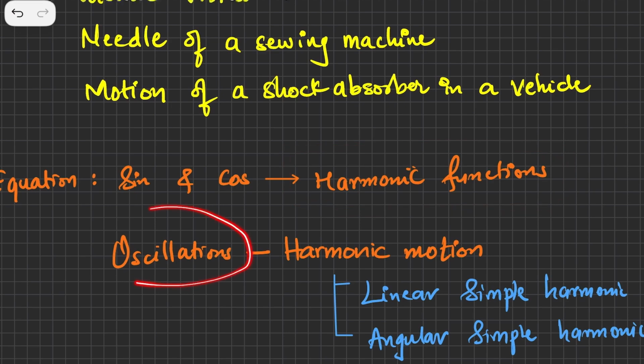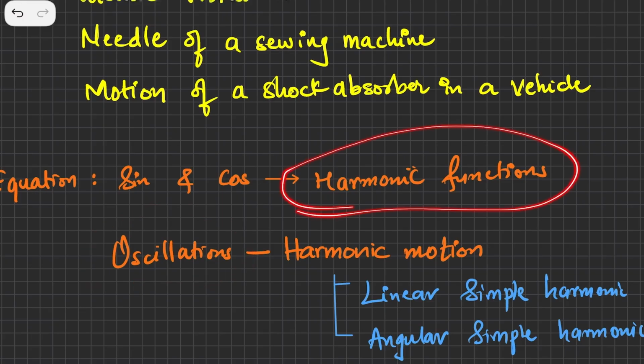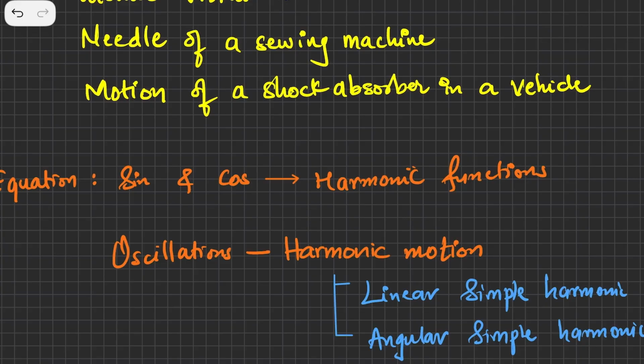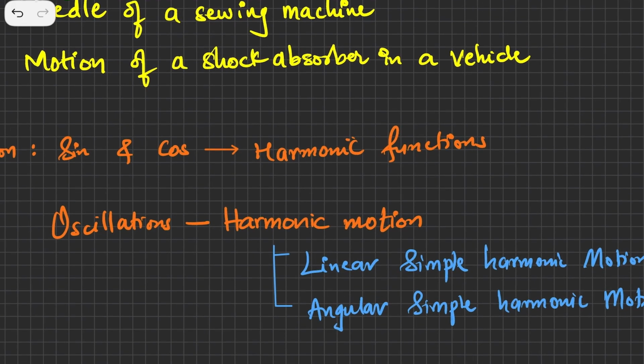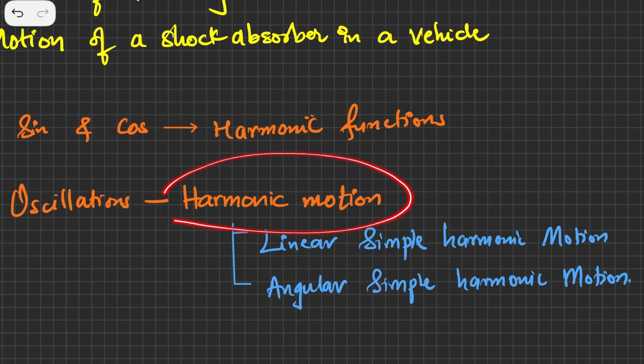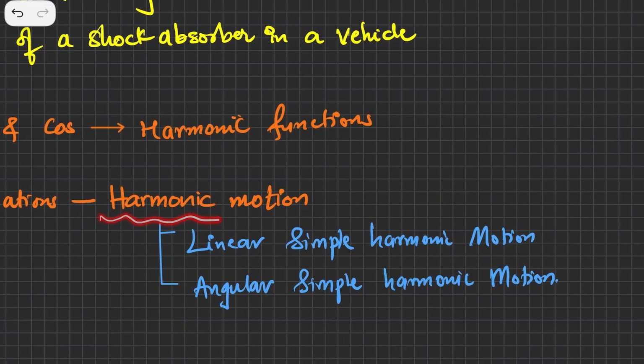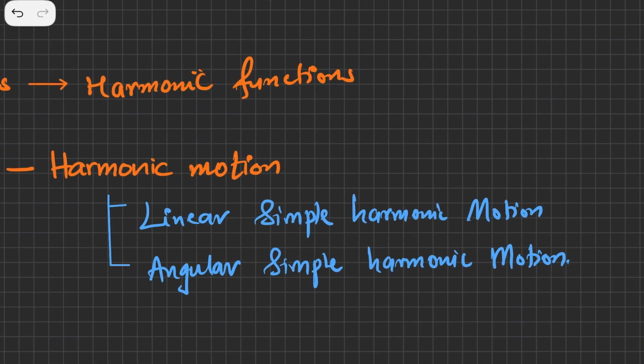Now, because oscillatory motion consists of harmonic functions, it is also sometimes called harmonic motion. So oscillatory motion will now be called harmonic motion, and this harmonic motion is a very big class of motion. You have further different types of harmonic motions, and of these we are going to discuss in our series two very special types, and that is linear, that is, the motion should be in a straight line, simple harmonic motion.